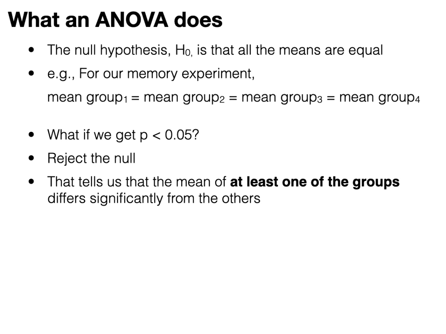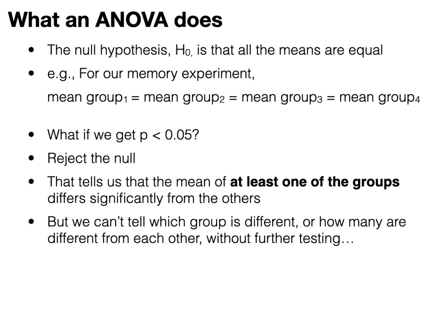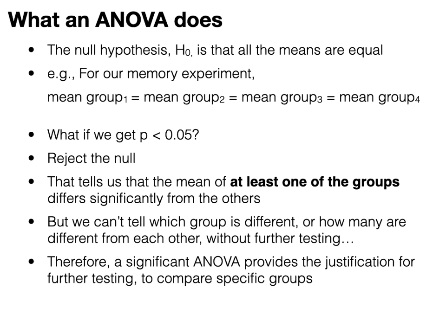If we reject our null hypothesis with our ANOVA, at least one of the groups is different. But we can't tell which one or how many are different from each other. It could be that all 4 of our groups differ from each other, or it could be that just group 2 differs from group 1, 3, and 4. We can't tell just from running the ANOVA initially. We need to do further testing to identify the pairwise comparisons.